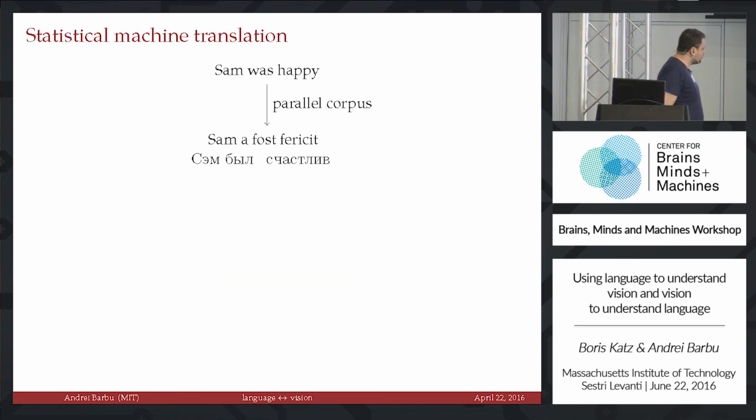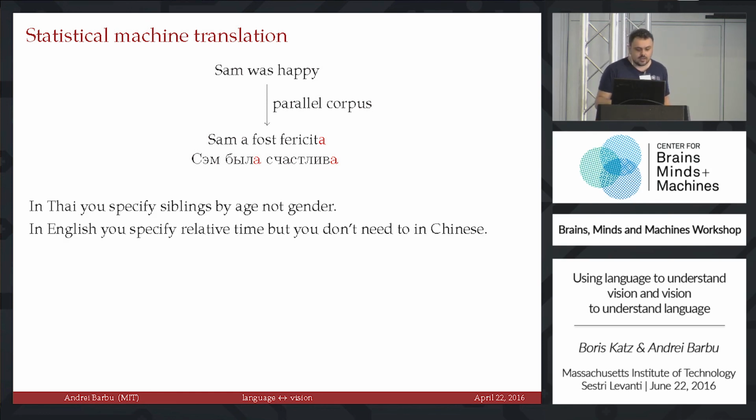hopefully in the fall we're going to start working on translation. If you look at something like statistical machine translation, it has a lot of difficulties when there's some impedance mismatch between the languages. Some languages have gender and others don't, and so it tries to guess because it has no representation of this. And it gets even worse, like in Thai you specify your siblings by age, not by gender.